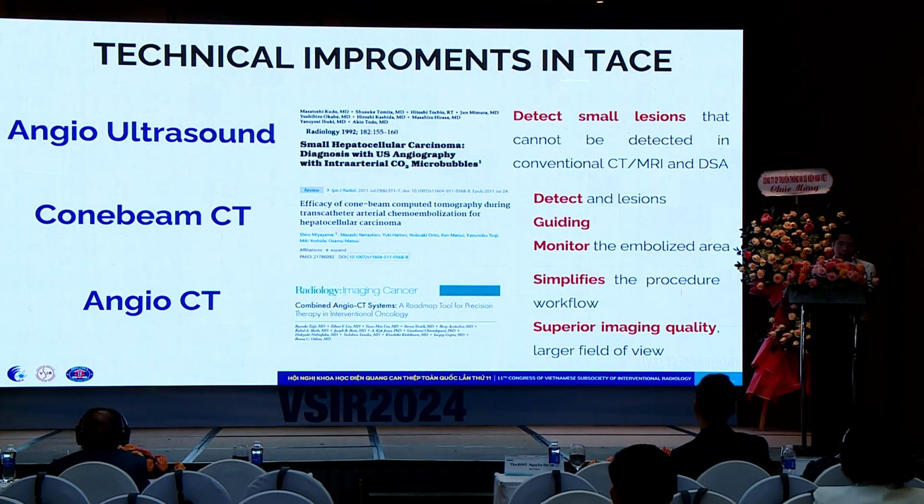About 30 years ago, in the beginning, intra-arterial CO2 microbubbles were used to diagnose small lesions during the intervention by ultrasound. Later, CT during arteriography was invented and helped interventionists to detect the lesion and its feeding arteries, and also monitor the embolized area after the intervention. And now with angio-CT, we can simplify the procedure workflow and achieve superior imaging quality with a larger field of view.